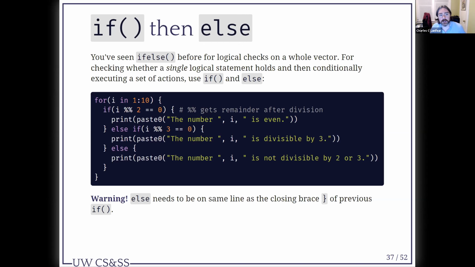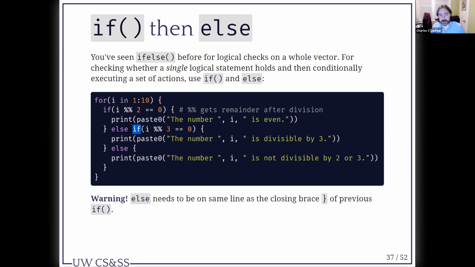I'm going to say for values of i in 1 through 10, if i modulo 2, this gets the remainder of dividing by 2, if this equals 0, that would mean the number is even. Print, paste together, the number i is even. Okay, if this is true, it does the thing in here. If this is not true, it goes to the next line.